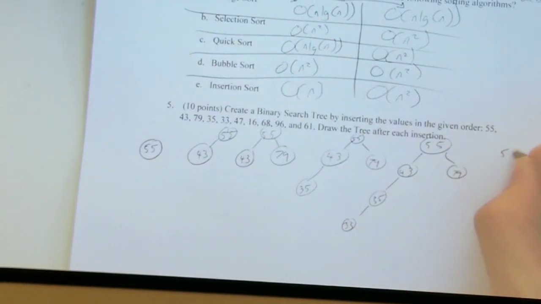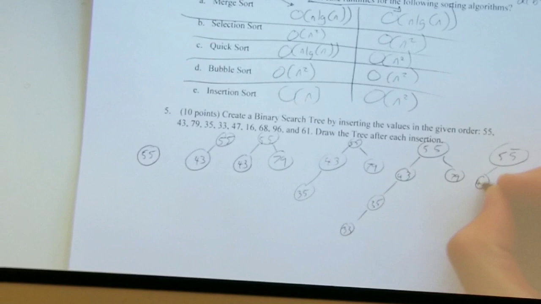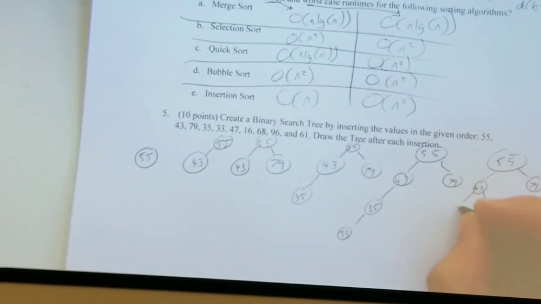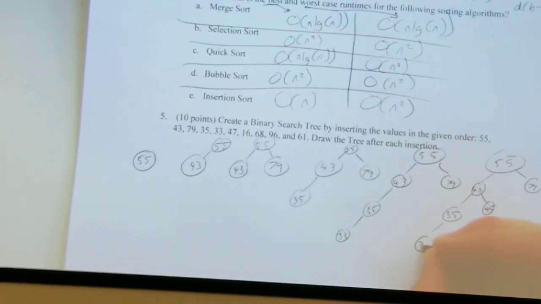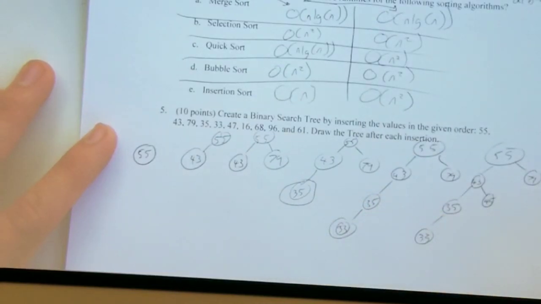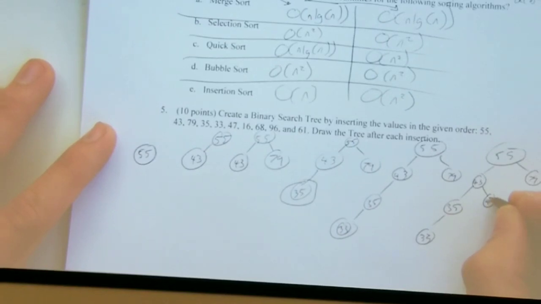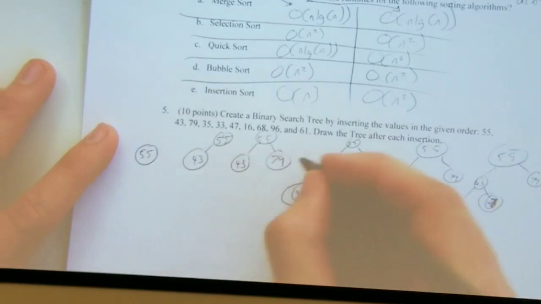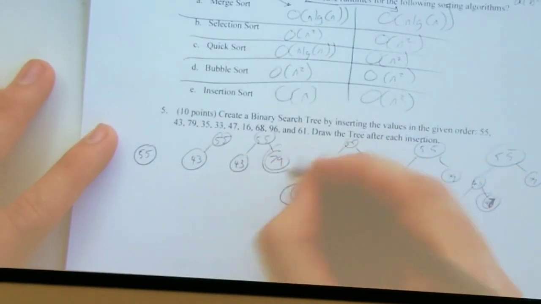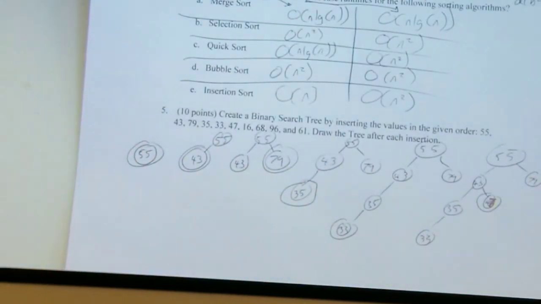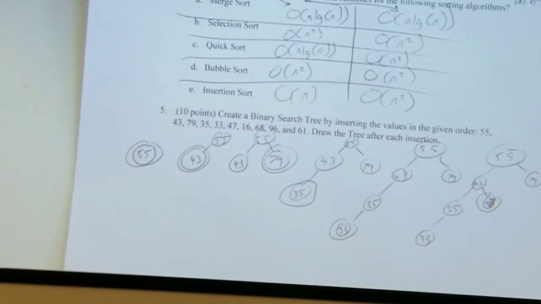So now we have 55 here. We have 43 here. We have 47 here. We have 79 here. We have 35 here. And we have 33 here. You know what? I'm going to emphasize which ones have been inserted to make it a little bit easier on you guys. 47. This one was inserted here, this one was inserted here, and now this one was inserted. So it's a little bit obvious what's going on, but not really, because that's horrible looking.